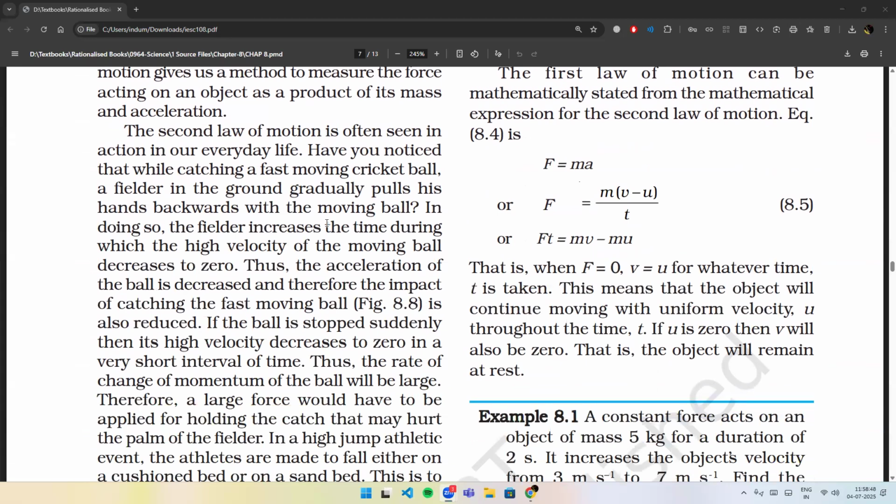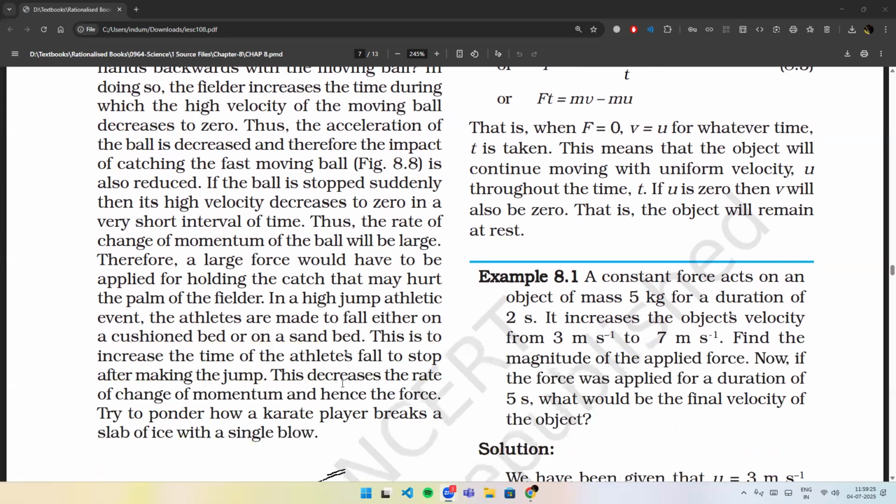The second law of motion is often seen in action in our everyday life. Have you noticed that while catching a fast moving cricket ball, a fielder in the ground gradually pulls his hands backwards with the moving ball? In doing so, the fielder increases the time during which the high velocity of the moving ball decreases to zero. Thus, the acceleration of the ball is decreased, and therefore, the impact of catching the fast moving ball is also reduced. If the ball is stopped suddenly, then its high velocity decreases to zero in a very short interval of time. Thus, the rate of change of momentum of the ball will be large. Therefore, a large force would have to be applied for holding the catch that may hurt the palm of the fielder.